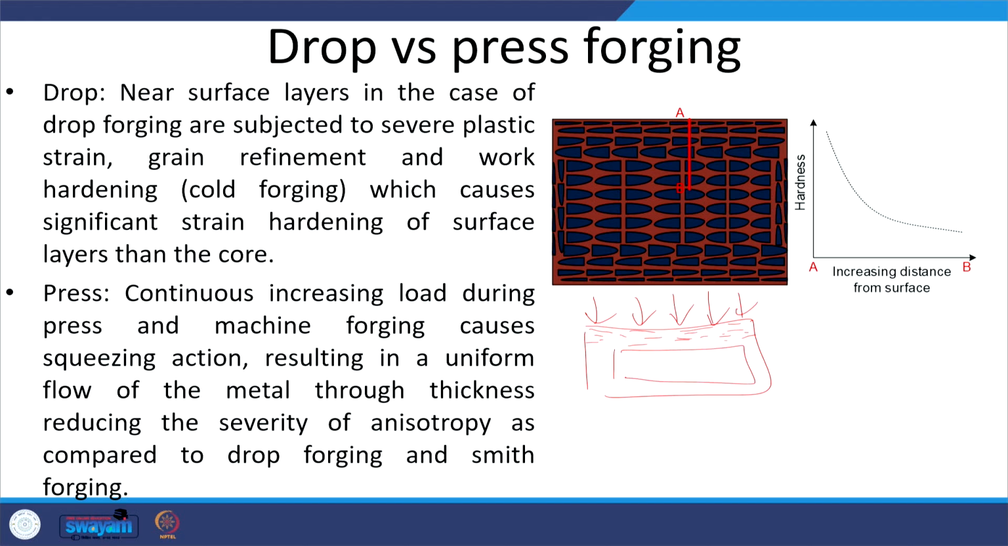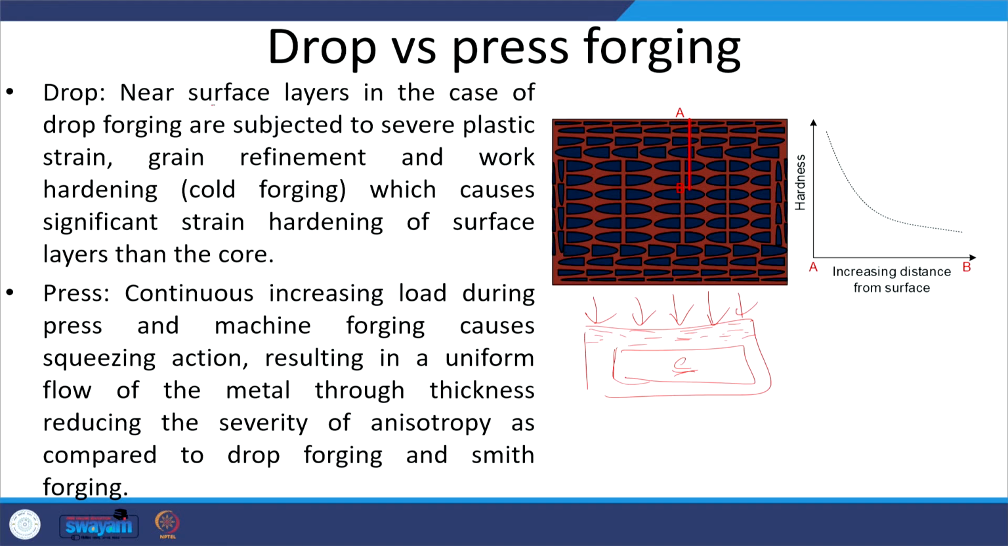So, excessive or severe plastic deformation, grain refinement, and work hardening can be observed in the case of impact forging if it is under the cold condition, while the core may remain not much affected. But when press forging is applied, the deformation is more uniform across the section or across the thickness of the material, and that causes more uniformity in terms of the changes experienced by the material during press forging. So, the heterogeneity or anisotropy that is experienced in the drop forged product will be much more as compared to press forged products.